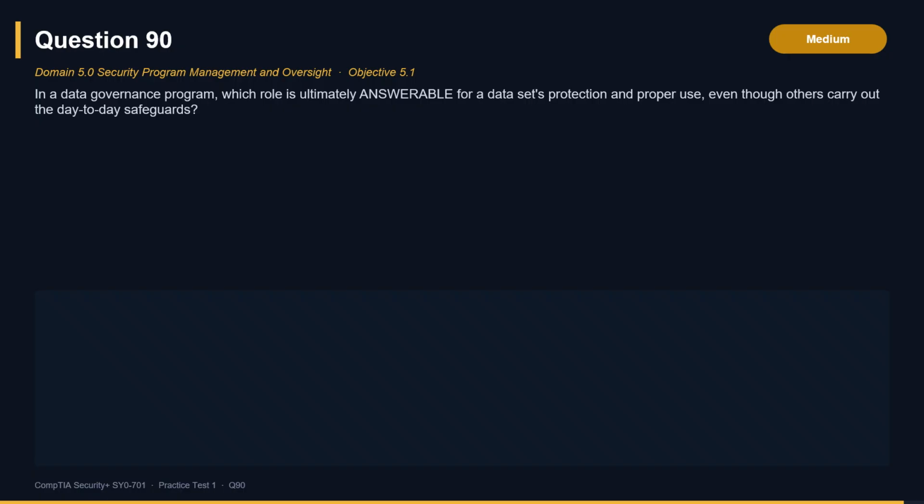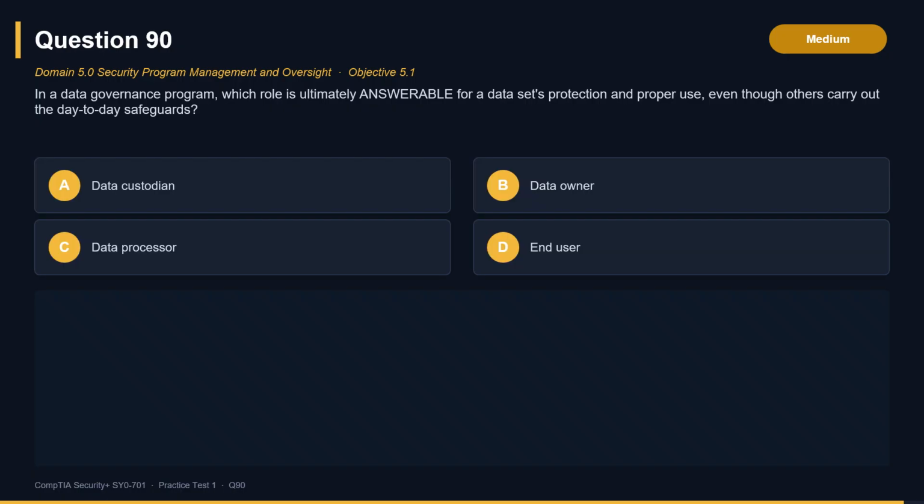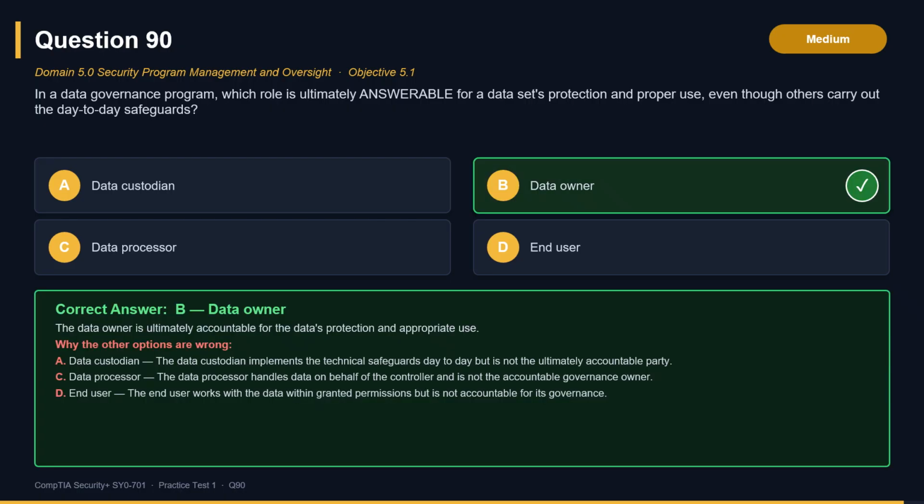Question 90. In a data governance program, which role is ultimately answerable for a dataset's protection and proper use, even though others carry out the day-to-day safeguards? The correct answer is B, data owner. The data owner is ultimately accountable for the data's protection and appropriate use. Now, why the other options are wrong?